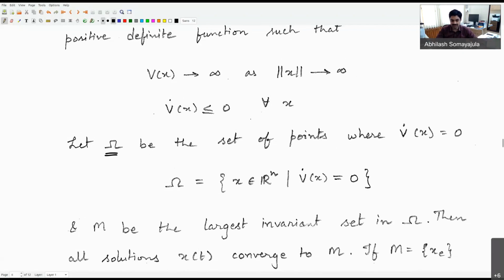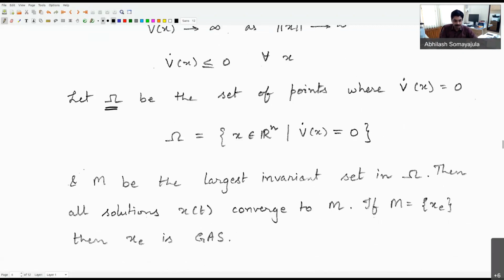Once we have this set omega where V dot is equal to 0, we want to find the M, which is the largest invariant set in omega. What do I mean by this invariant set? In the sense that if I begin at that set, I continue to be in that set. That is what it means to be invariant, which means if I start at a point and I continue to be at that point, it would be an invariant point. That is what an equilibrium point is, right? We define an equilibrium point as a point where we start and we continue to be there.